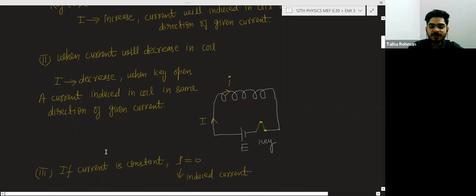And there can be one condition also. If the current in this coil is constant, there is no induced current, because no EMF is induced, no change in flux.